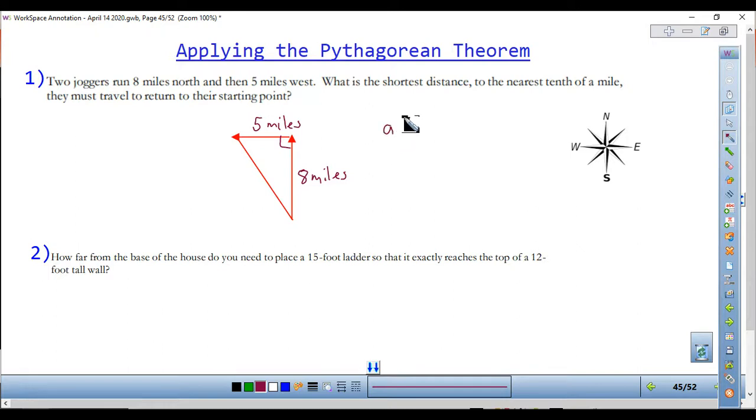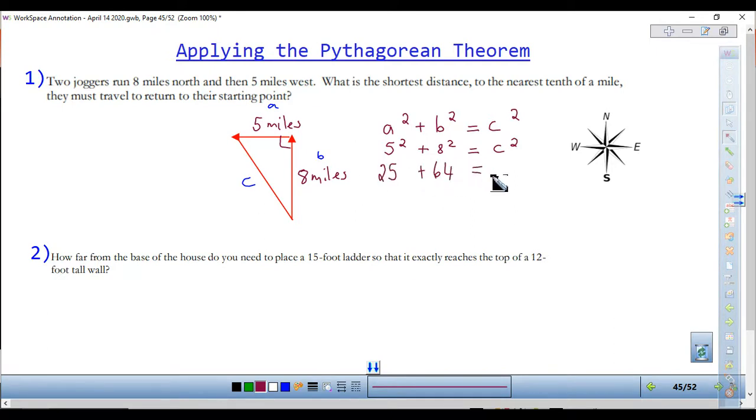So I'm going to first of all state the Pythagorean theorem. And I know that I'm looking for the hypotenuse, so I'll call that C. We know it doesn't matter really what we call these sides, but it does help in organizing. So then we've got 5 squared plus 8 squared is equal to C squared. 25 plus 64 is equal to C squared. 89 is equal to C squared. So C is therefore going to be the square root of 89.